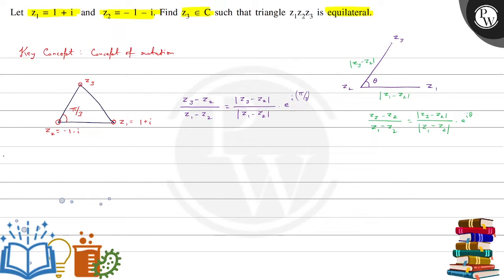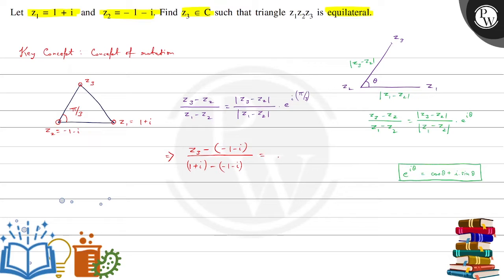And of course you might be knowing that Euler's form of complex number tells us that e to the power iota theta is equal to cos theta plus iota times sin theta. तो इसी चीज को यहाँ पे हम लोग अप्लाई कर देंगे, and hence if we substitute the values, we obtain that z3 minus z2 can be simply written as z3 minus, in place of z2 we'll write minus 1 minus iota, divided by z1 minus z2 will be 1 plus iota minus minus 1 minus iota.